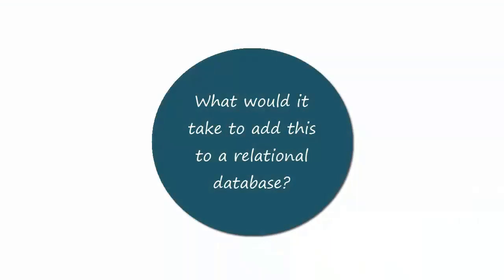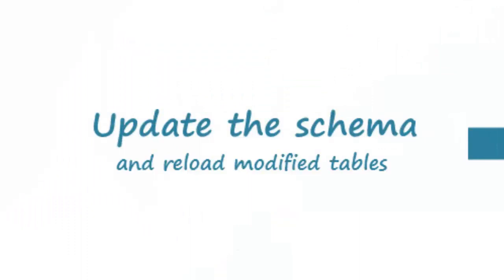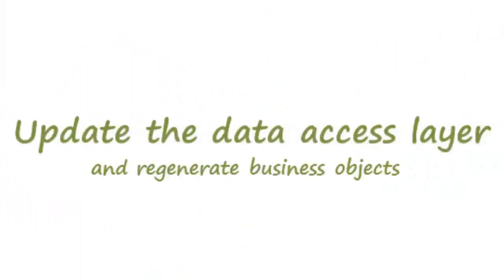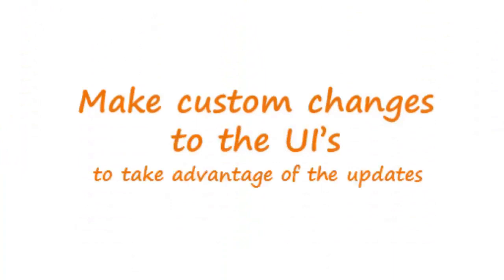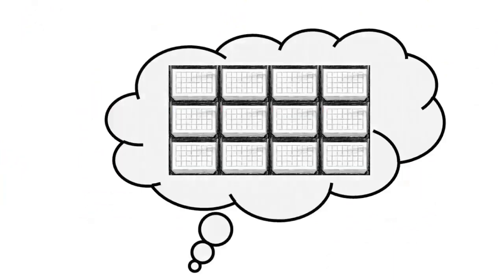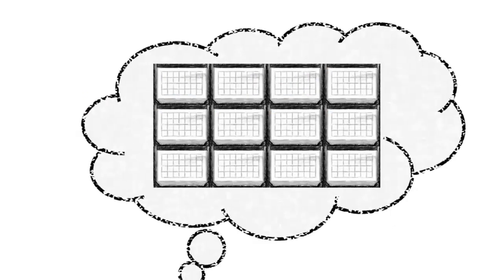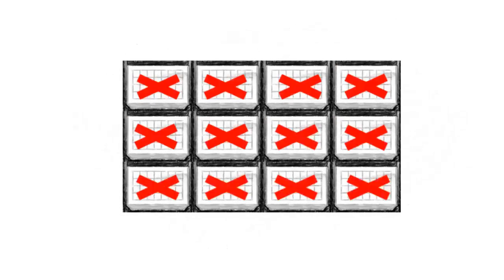Let's pause for a second though and think about what it would take to add this into a relational database. You'd have to update the schema, possibly reloading tables that had been modified. You'd have to update the data access layer and regenerate business objects, and then make custom changes to the UIs in order to take advantage of all that. In optimistic terms, this might take 1 to 3 months, but in all likelihood, you're looking at 6 months to a year for changes like this, especially in production enterprise systems. And if it's just a simple use case that somebody wanted to do, it probably wouldn't get done because the cost would be too prohibitive. Let's see how long it takes now.